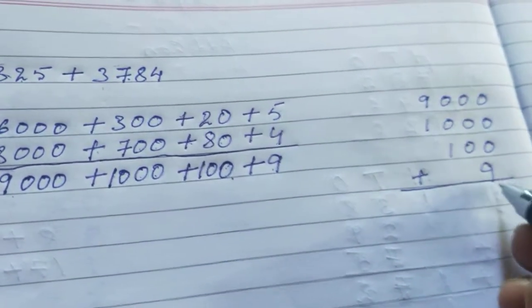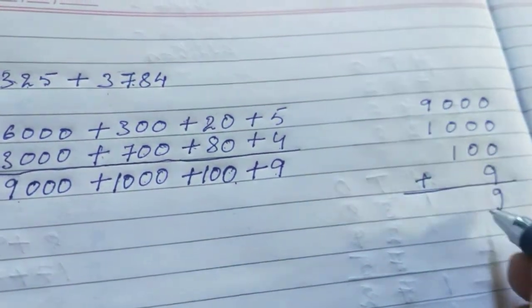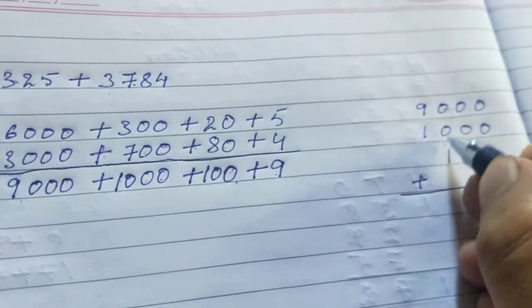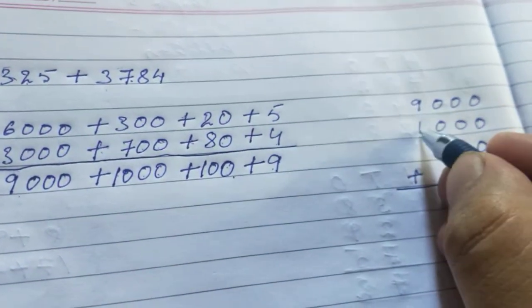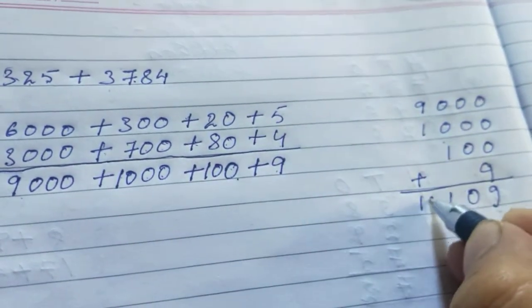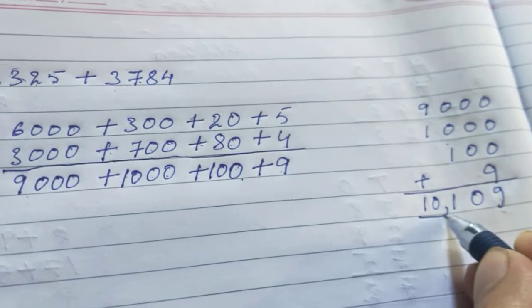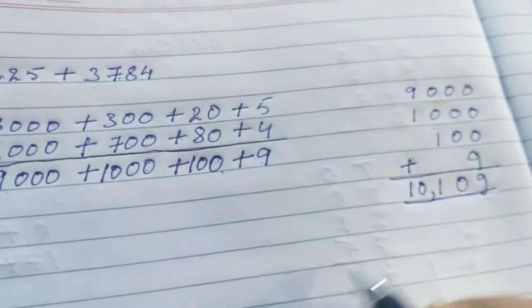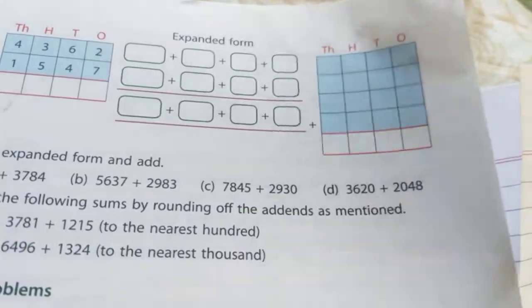9 plus 0 plus 0 will be 9. 0 plus 0 plus 0 will be 0. 1 plus 0 plus 0 will be 1. 9 plus 1 will be 10. So the number is 10,109. Similarly you are going to do B, C and D.